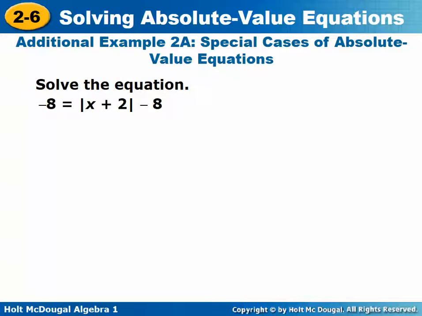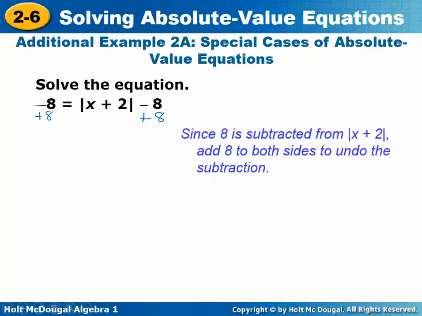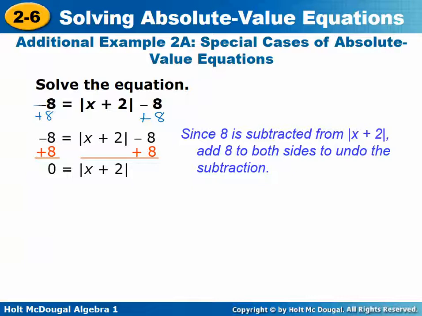Let's look at this example. Now you see it's equal to a negative, but we're not ready to say that there's no solution yet because of this minus 8 over here. It's not just the absolute value of something equal to a negative. There's this. So we need to isolate the absolute value part. So we'll undo the minus 8 by adding 8 to both sides. And when we do that, we will get 0 because negative 8 plus 8 is 0. 0 equals the absolute value of x plus 2.